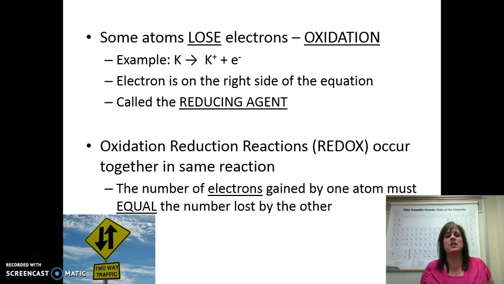Now, oxidation reduction reactions, you will see me abbreviate them as redox reactions because it's easier to write redox than oxidation reduction reaction. They occur together, right? In order for something to lose, there has to be something to be gained. So the number of electrons that are gained by that thing being reduced have to be equal to the number that were lost by the thing that was oxidized. So the number of electrons have to be equal. They can't just go off into space.